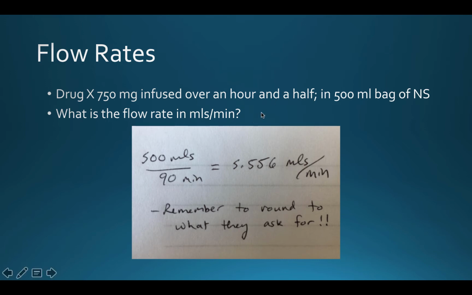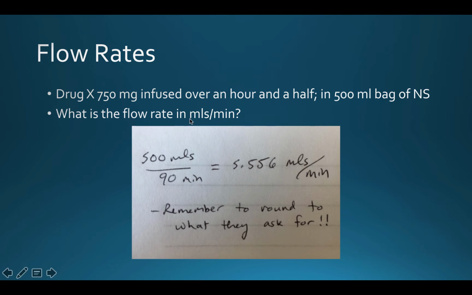Flow rates, absolutely, very likely to be asked a question on flow rates. So we've got an example drug there, 750 milligrams infused over an hour and a half, in a 500 ml bag. So calculating this out, we give 500 mils over 90 minutes. That's a flow rate of 5.55 or 5.6 mils per minute.